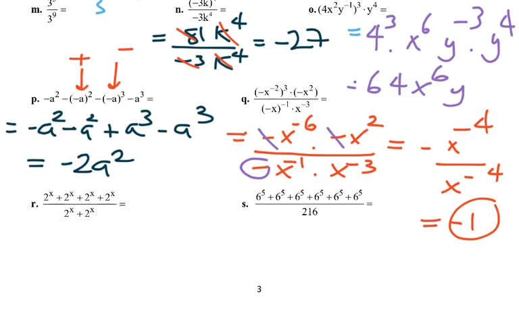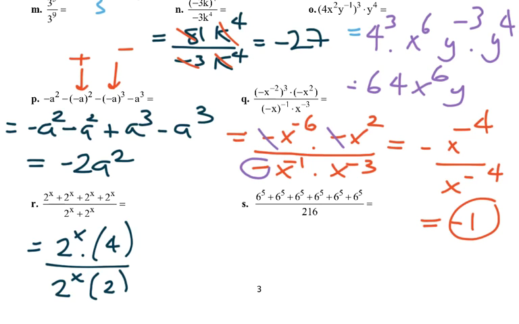In R then, let's factor all of these then. Well, we've got 2x squared times by 4 on the top, 2 to the power x times by 2. So that's going to be 4 over 2, which is 2, once we cancel those out.